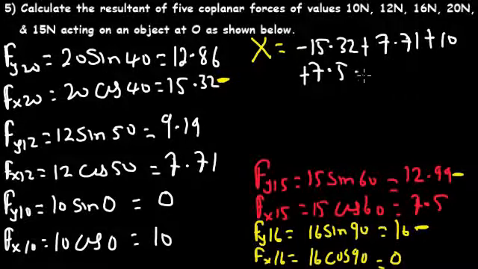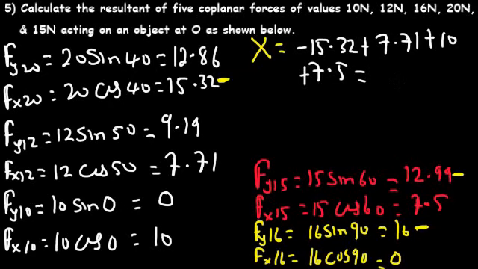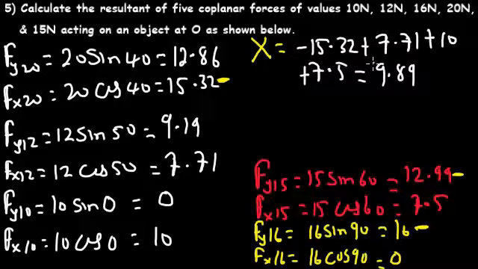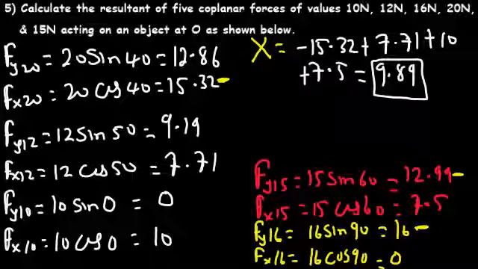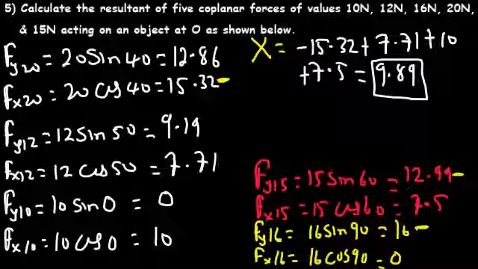So let's add it together. Okay, so I have negative 15.32 plus 7.71 plus 10 plus 7.5. Perfect. So I got 9.89. Good. So this is the total component along the horizontal path for the system of vectors or the system of forces, whatever vector it is.